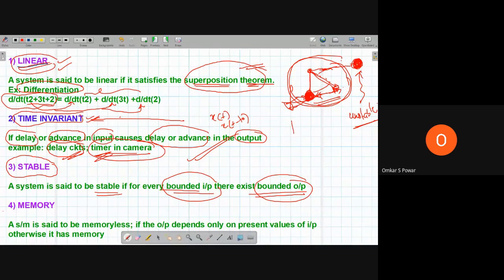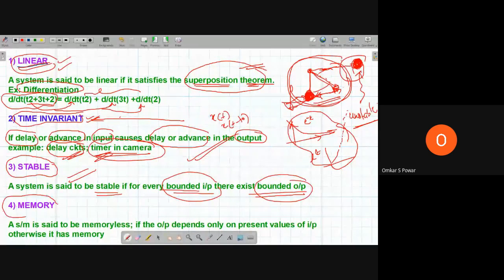In signals, give me an example of a stable function. So e power minus t. What happens? This dies out, okay? So it becomes stable up to some point. What about e power t plus t? It goes on increasing. This system is unstable, like your pendulum. So this is the best example I can explain for stability, okay?